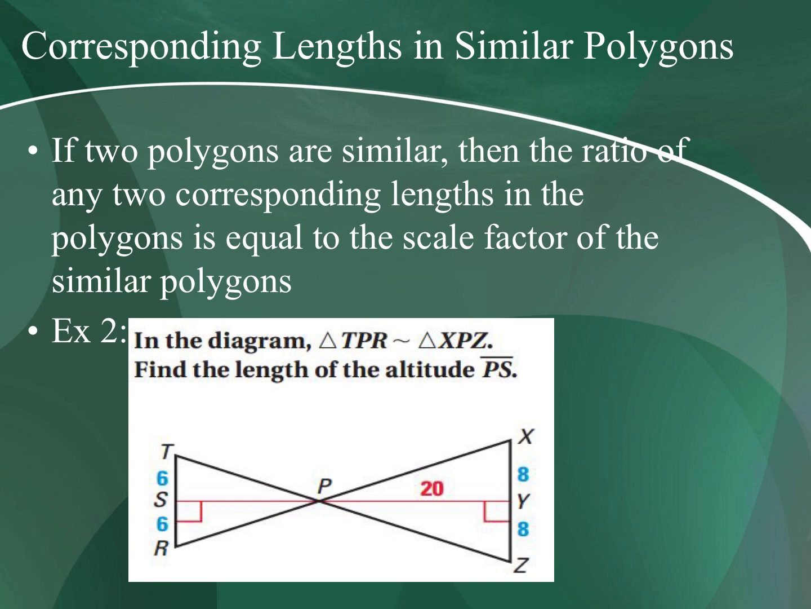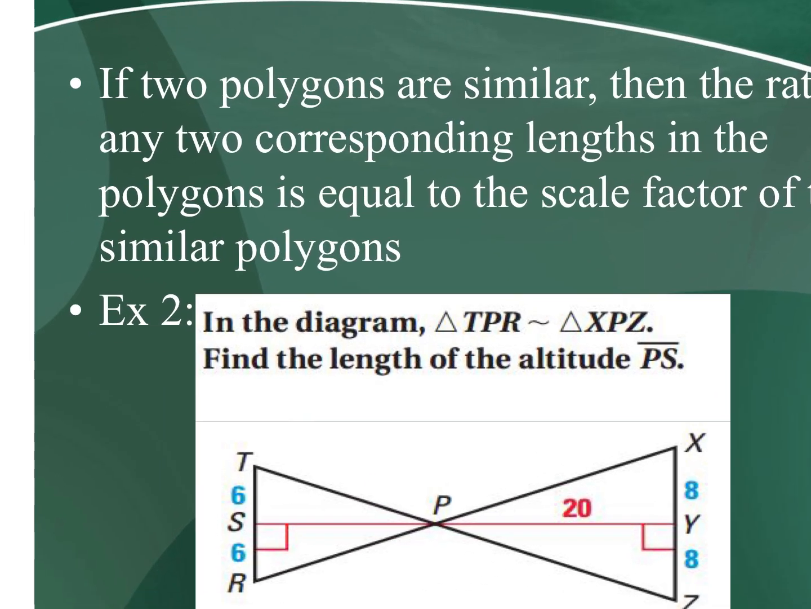Corresponding lengths in similar polygons. So what this slide is talking about, it says if two polygons are similar, then the ratio of any two corresponding lengths in the polygon is equal to the scale factor of the similar polygons. Guys, we're going to use this for two primary examples, for medians and for altitudes.